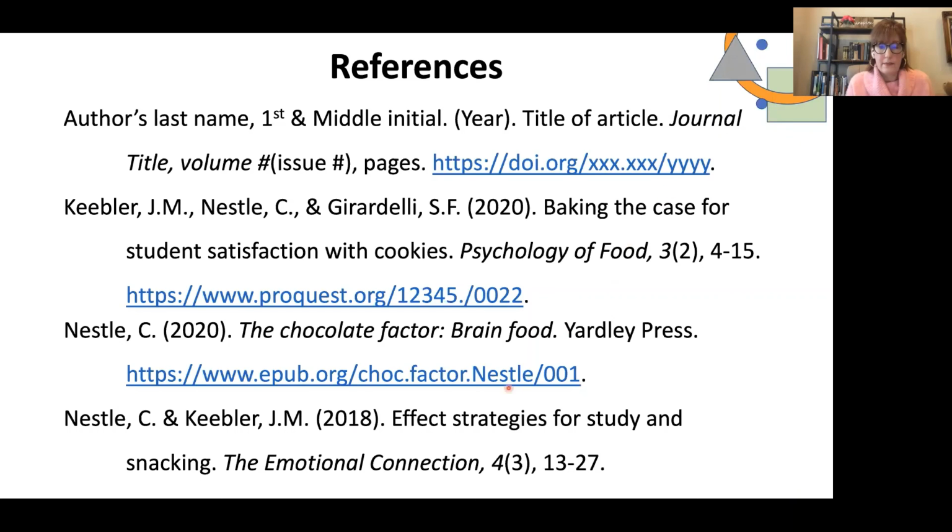And on this bottom one, you'll notice that there's not a URL. In some instances, there will not be one available. So again, you just give as much information as you have available to assist the reader.